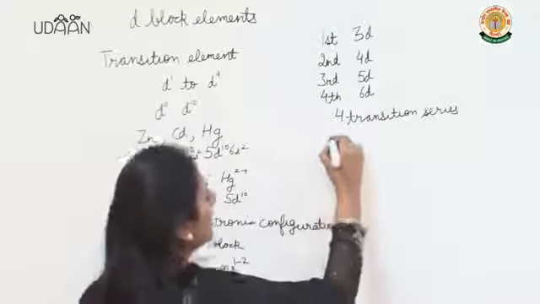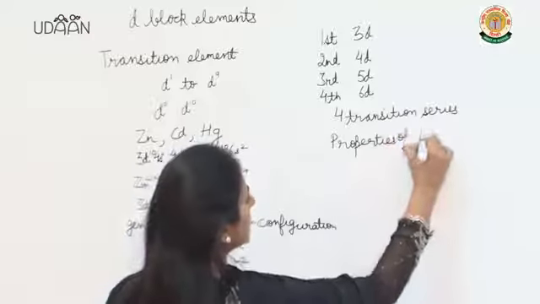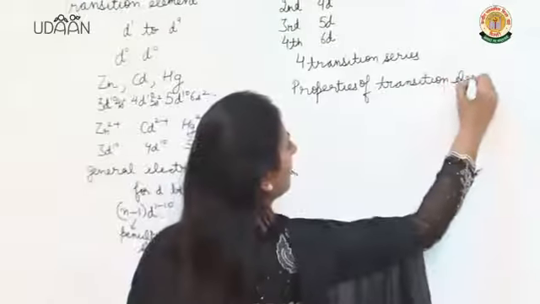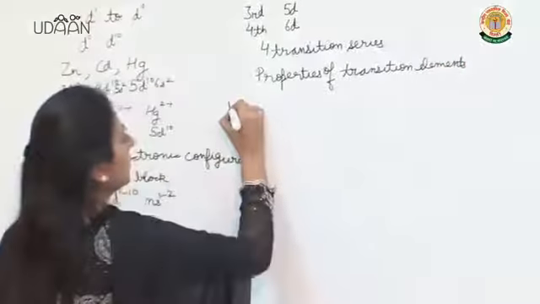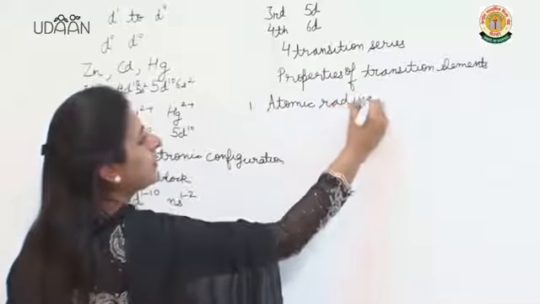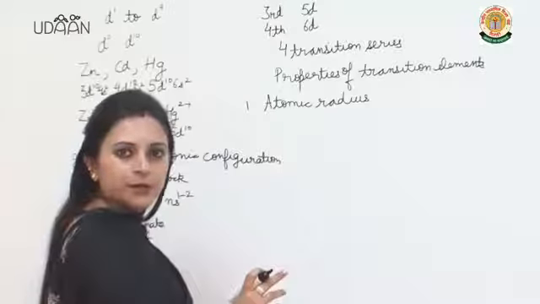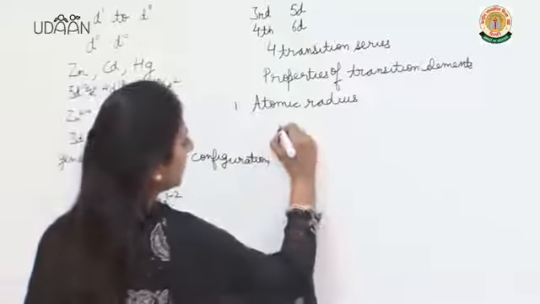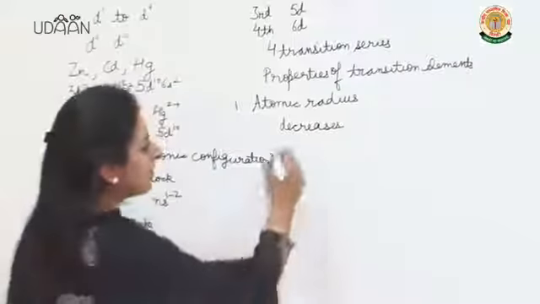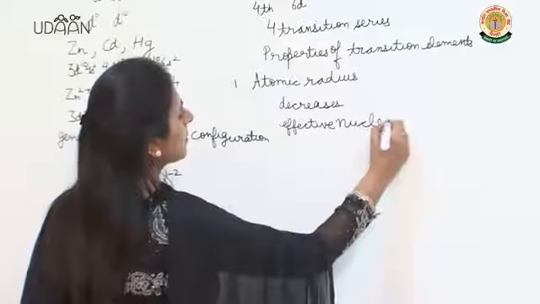Now let us talk about the properties of transition elements. What is the first property? The first property is atomic radius. When we talk about atomic radius, as we move from left to right, first the atomic radius decreases. Why does it decrease? Because as we move from left to right, effective nuclear charge increases.